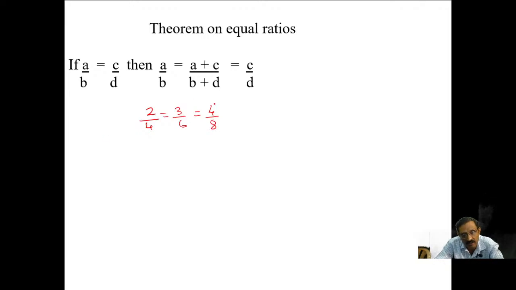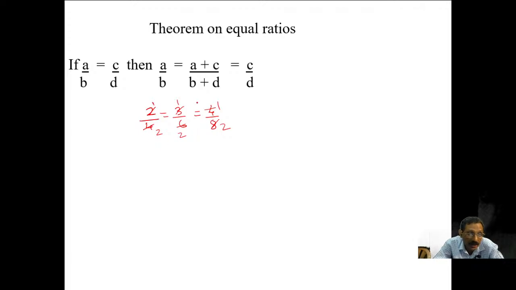Look at this fraction. Look at 2 upon 4, 3 upon 6, 4 upon 8. Now let me reduce this. 2 1s are 2, 2 2s are 4. 3 1s are 3, 3 2s are 6. 4 1s are 4, 4 2s are 8. All of them are equal, because they have got the same value of 1 upon 2.